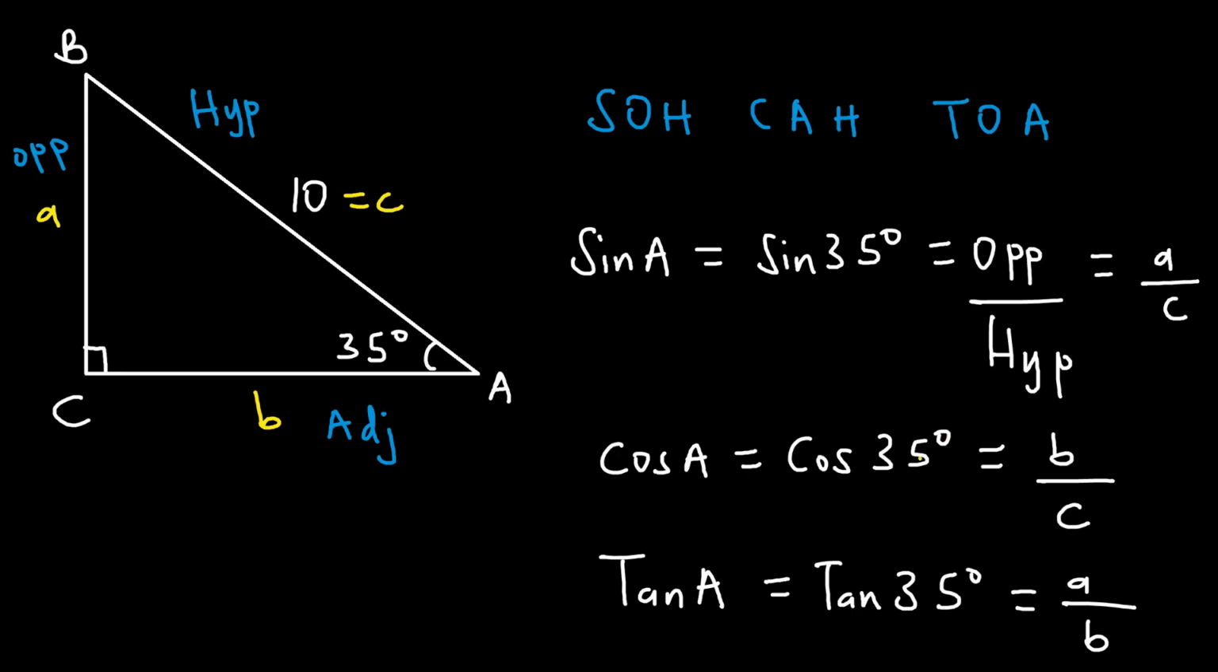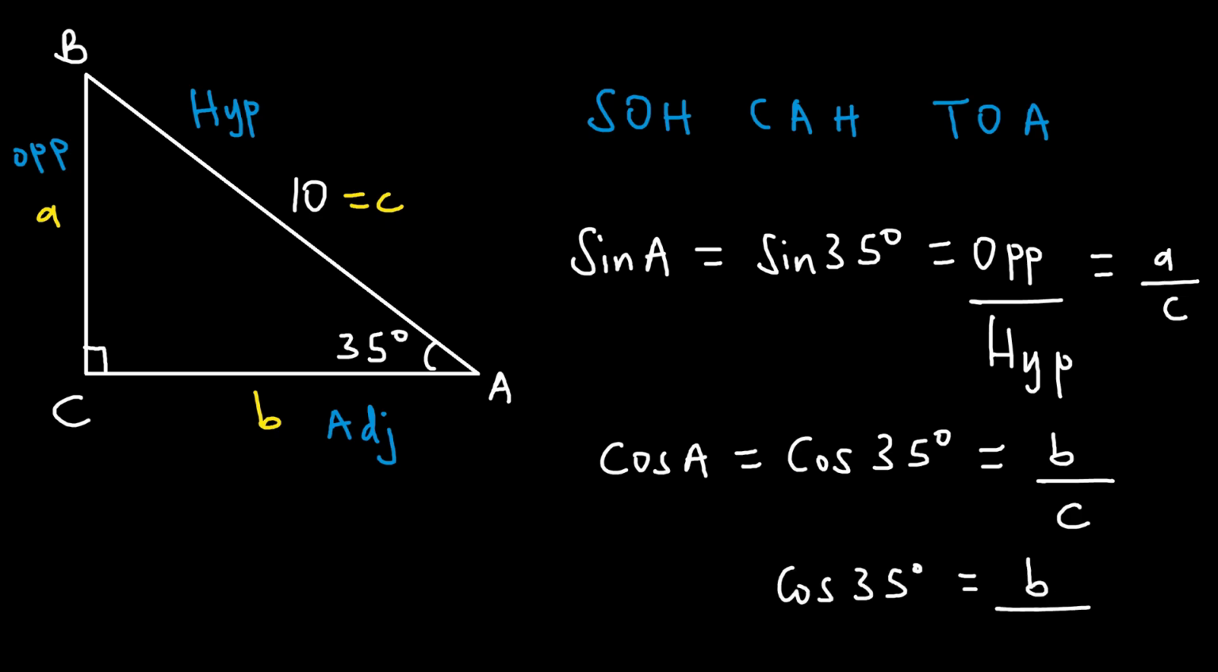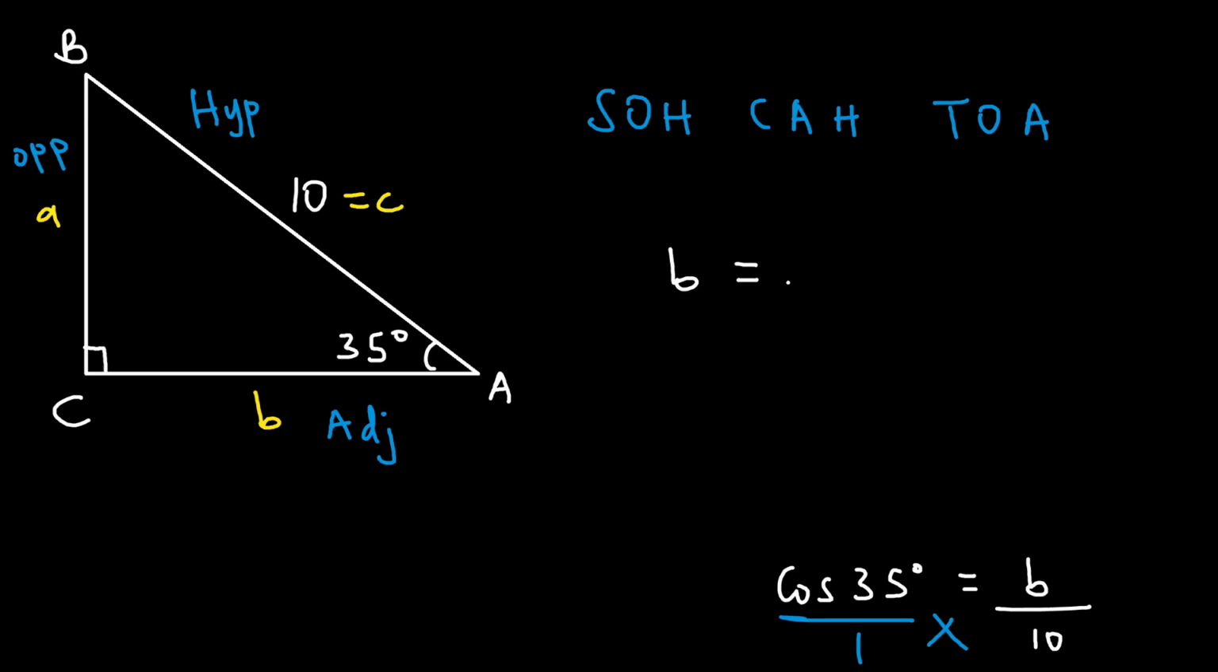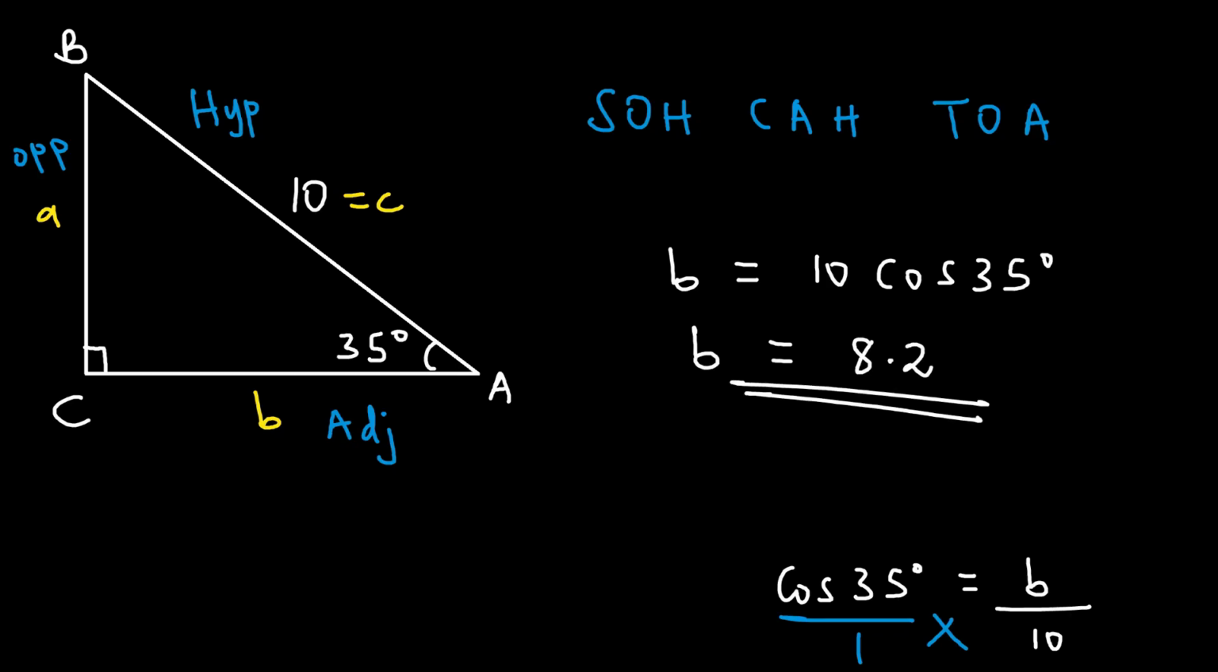And now that we have all the formulas, we can find side A and side B. For example, to find side B, we can use this formula. So we shall have the cosine of 35 degrees equaling B divided by C, which is 10. And now we can cross multiply. And this will give us B equaling 10 times the cosine of 35 degrees. Therefore, B will be equal to, if you put this in the calculator, 8.2. Make sure that your calculator is in degree mode. So side B is 8.2.